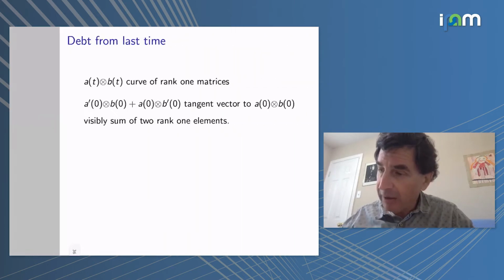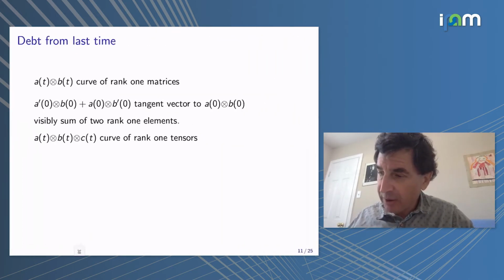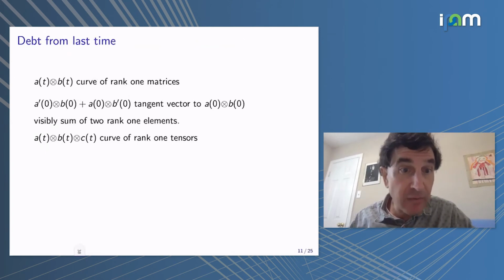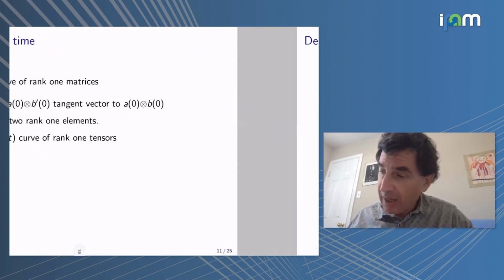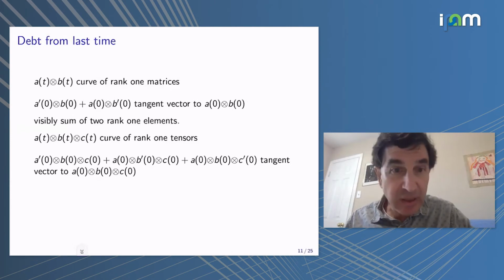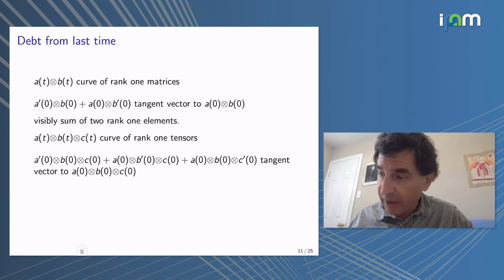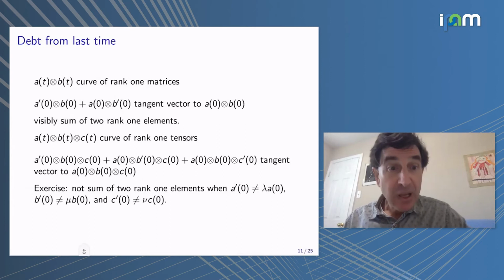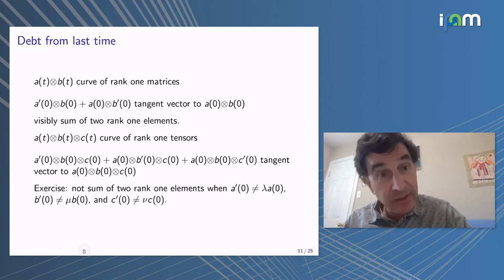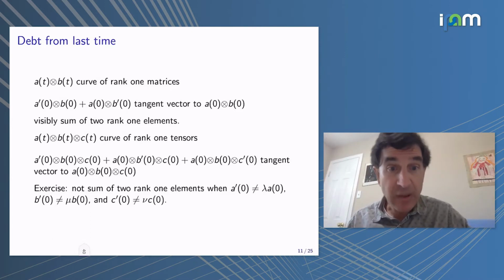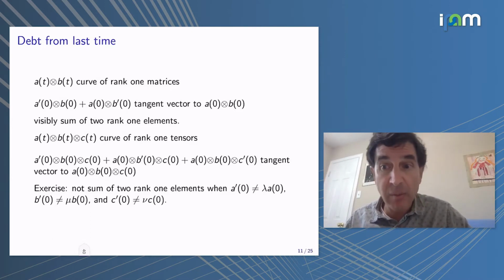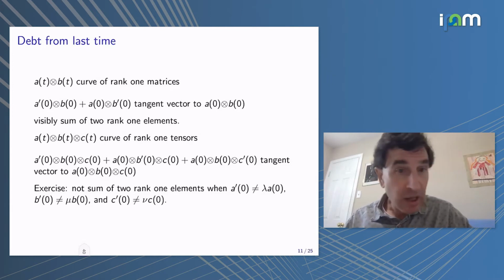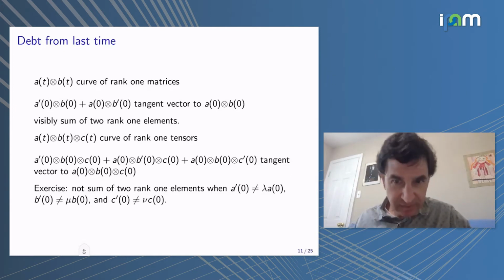But if I do the same calculation for tensors, I take a curve of rank one tensors and I take the derivative, I get something that looks like the sum of three, and it is actually the sum of three. It cannot be written as a sum of two, a little exercise. And last time, hopefully I convinced you that the first situation was a miracle and that this second situation is far more typical. So whoever asked me last time, I can pay my debt now.